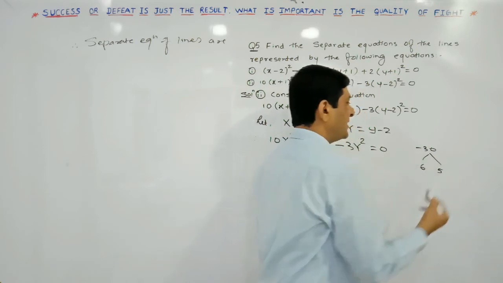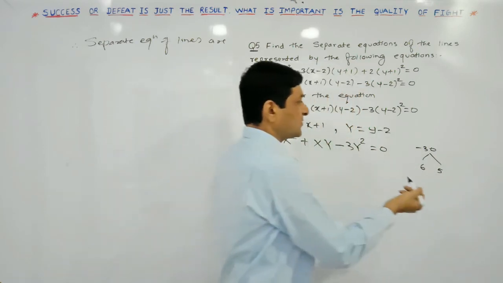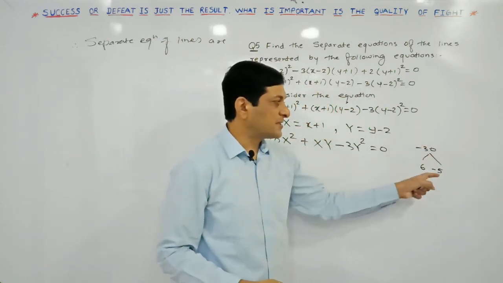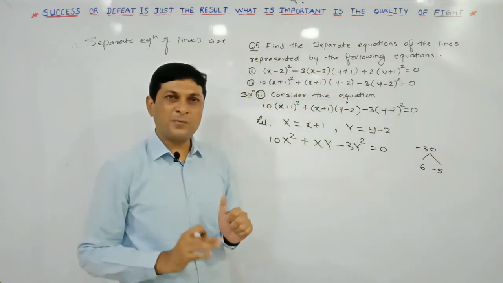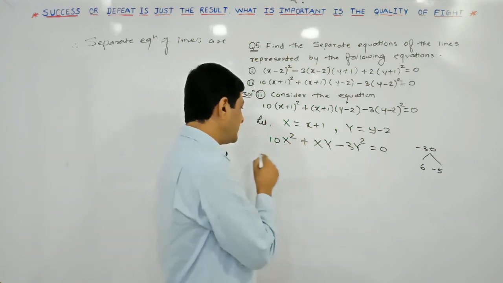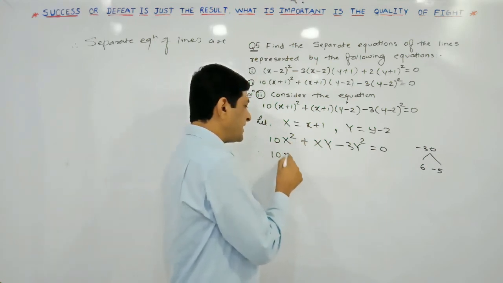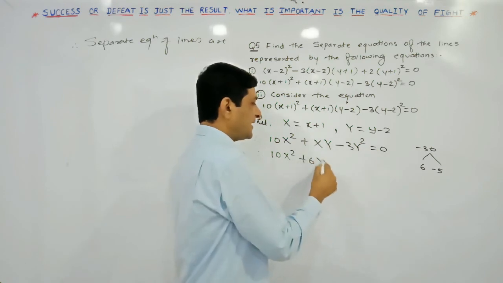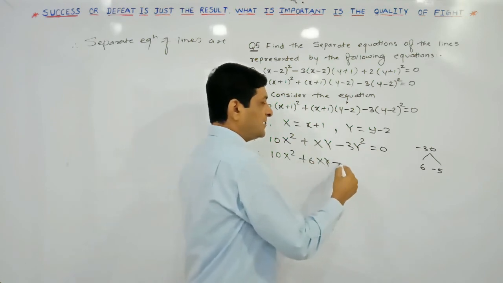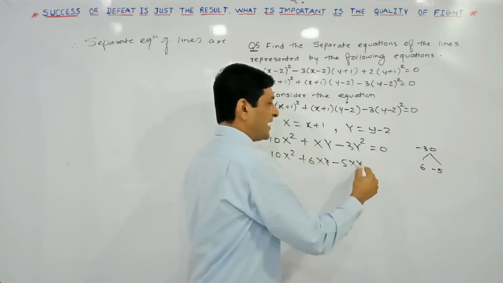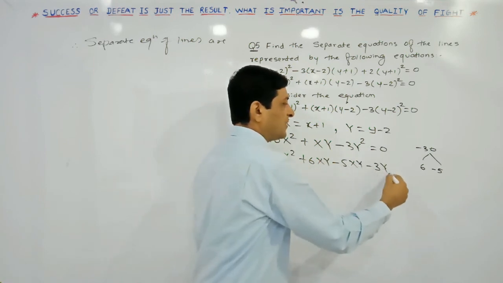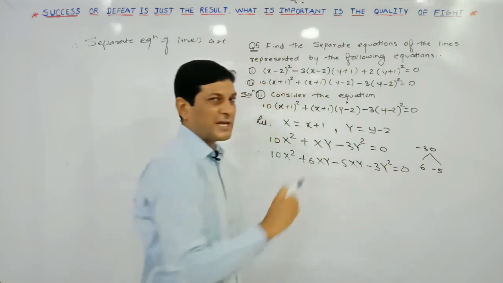So here 30 is nothing but 6 into 5. But since the addition should be plus 1, here we are taking minus. Now their product is equal to minus 30 and their addition is equal to plus 1. So this middle term can be split up as 10x square, keep it as it is, xy can be split up as 6xy minus 5xy, isn't it? And keep the last term as it is, minus 3y square is equal to 0.